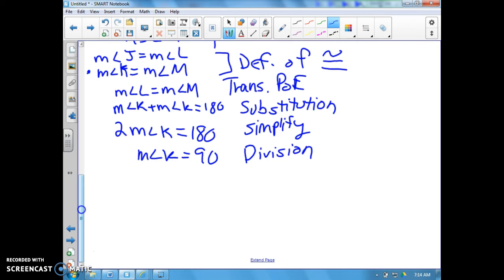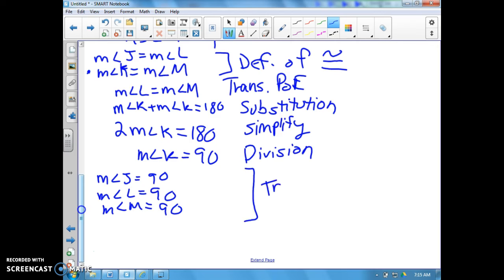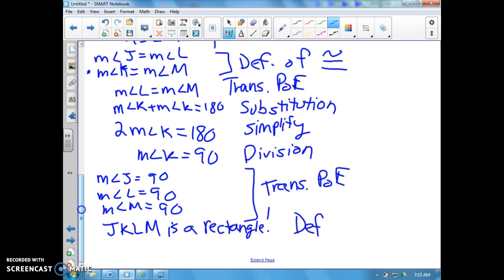Well, if you look, we've got everything else related to K in some way, shape, or form. I could go back up the chain and show that measure of angle J is 90, and I could show that the measure of angle L is 90, and the measure of angle M is 90, all by various versions of the transitive property. Well, now we've got that all the angles are 90 degrees, therefore, JKLM is a rectangle by the definition of rectangle.